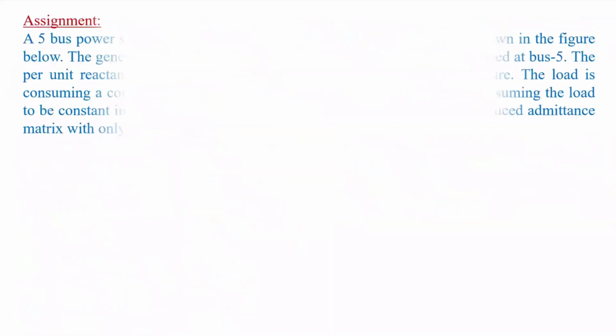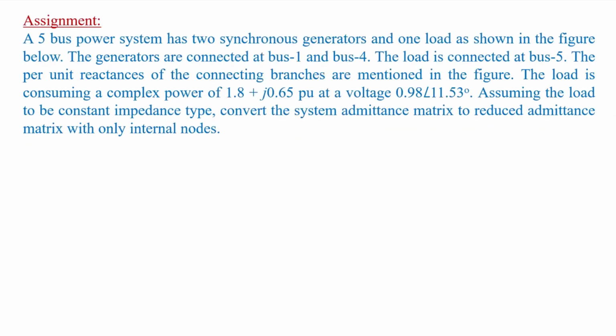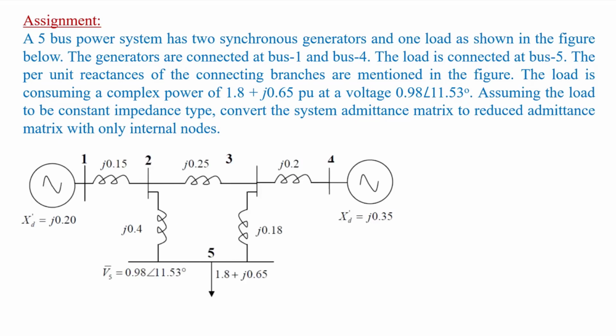Okay. So here, just one more assignment. This is just one assignment I'm giving you. You can note it, or I have already scheduled it. You will find this assignment, and please submit it. This is related to the formation of a reduced Y-bus matrix, right? Here we have a 5-bus system, a network having nodes 1, 2, 3, 4, 5, right?